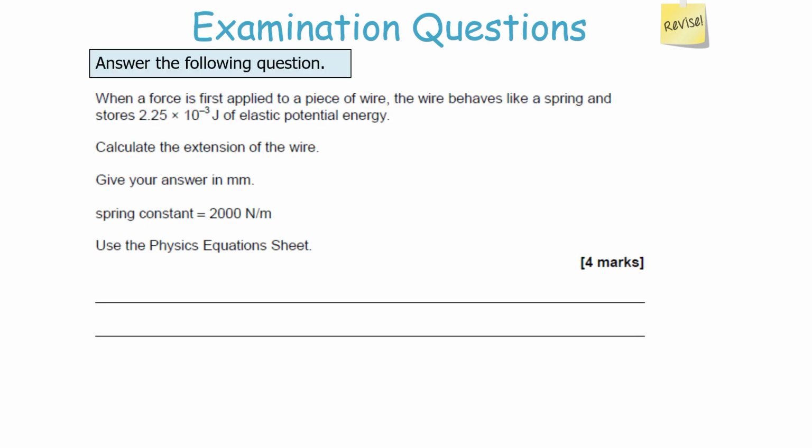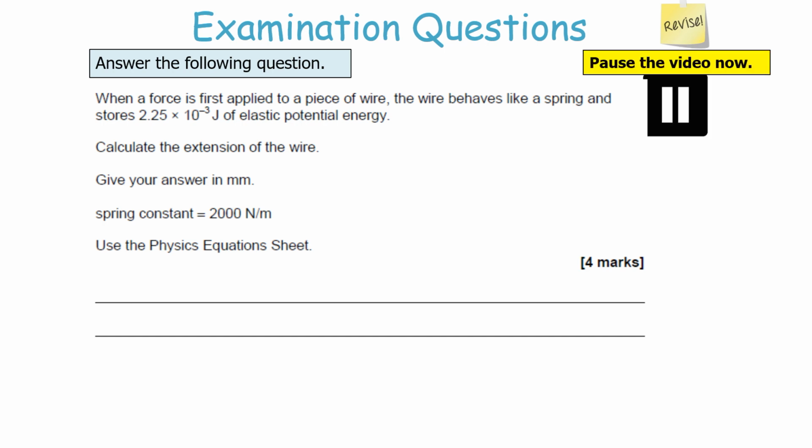Next question. When a force is first applied to a piece of wire, the wire behaves like a spring and stores 2.25 times 10 to the minus 3 joules of elastic potential energy. Calculate the extension of the wire and give your answer in millimeters, and the spring constant is 2000 newtons per meter. So pause the video now, then unpause the video when you want to go through your answer.